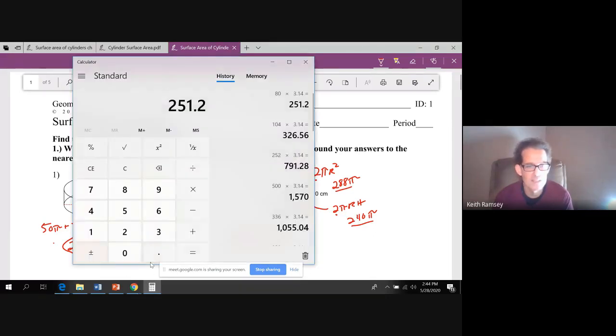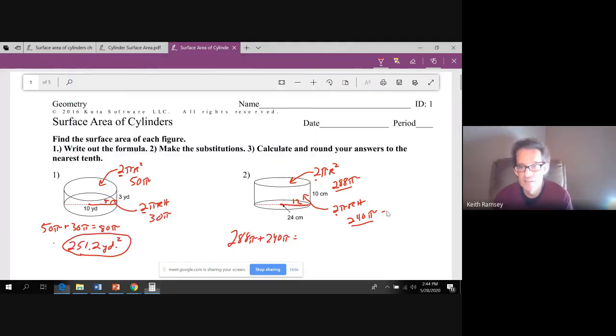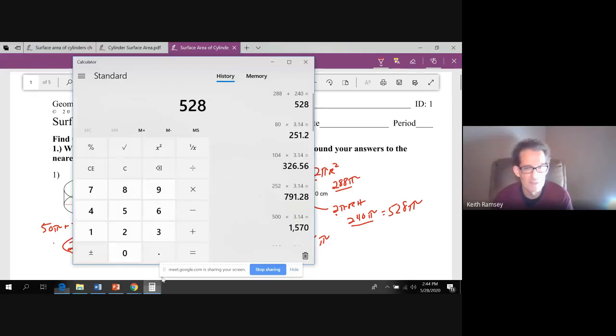Let's find out what that is. 288 plus 240 is 528 times pi. And I know pi is 3.14, 528 times pi. Let's find out what that is. Times 3.14. That gives us a surface area of 1,657.92. Let's just round that to 1,657.9.